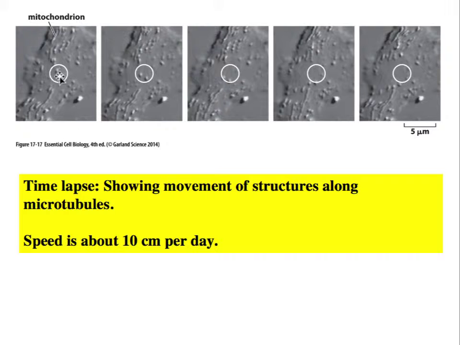Here's a real picture taken over a number of milliseconds showing a set of these vesicles, lipid enclosed vesicles, moving over time inside a neuron. And the speed at which they move, somebody's calculated, is about 10 centimeters per day. So it takes a couple of days for material to get from your spine to the sides of your trunk.